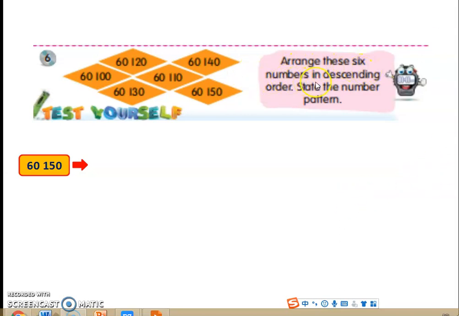Now let's see this question. Arrange these 6 numbers in descending order. State the number pattern. What is descending order? Descending order means from the bigger number to the smaller number. So from these numbers, we have to find out which one is the biggest first. Then you can continue. This is the biggest.